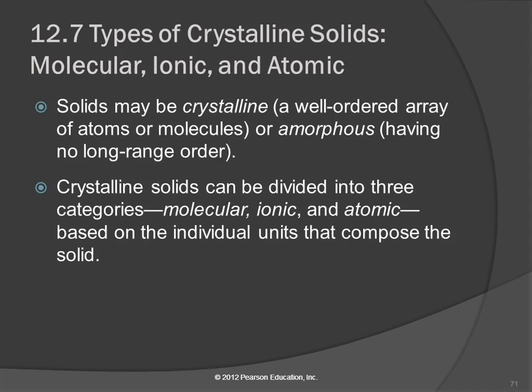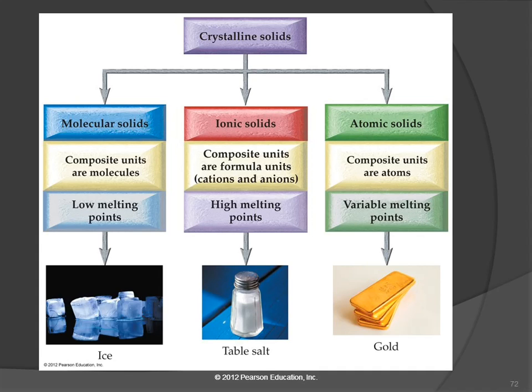It's going to have an array of order that extends in 3 dimensions, and that's why crystals have such beautiful shapes. We can divide crystalline solids into 3 categories: molecular, ionic, or atomic. And we're doing this based on what the individual units are that compose the solid. So crystalline solids we can divide into molecular solids, ionic solids, and atomic solids. In an atomic solid, the individual units within it are atoms, hence the name atomic solid.